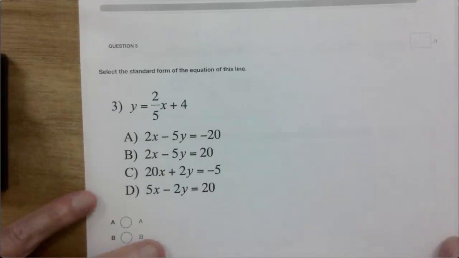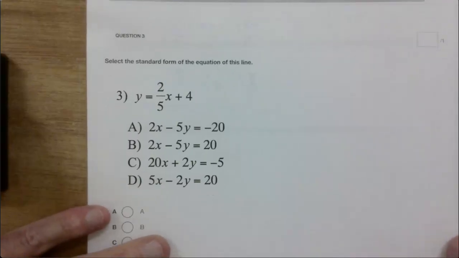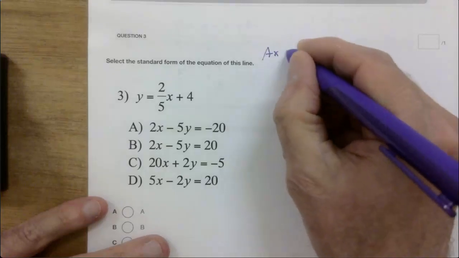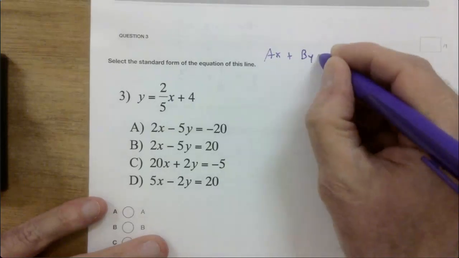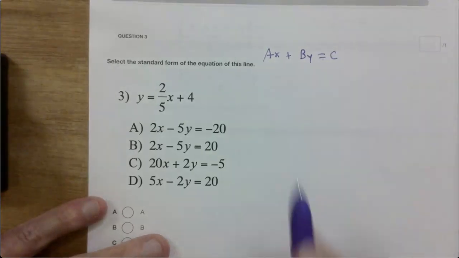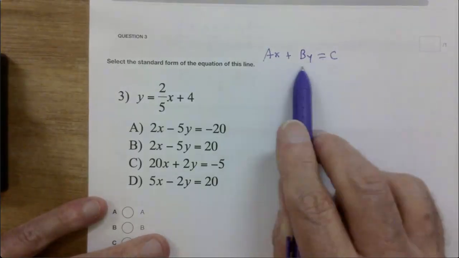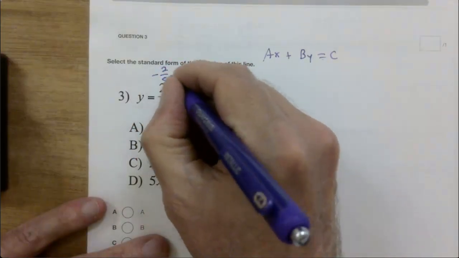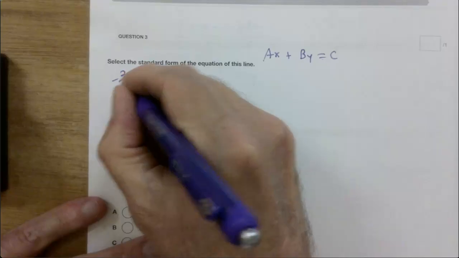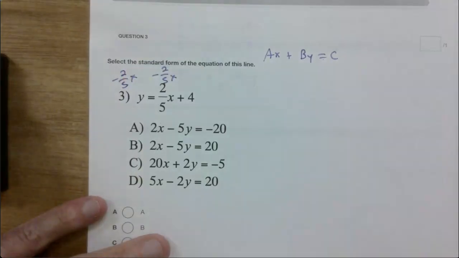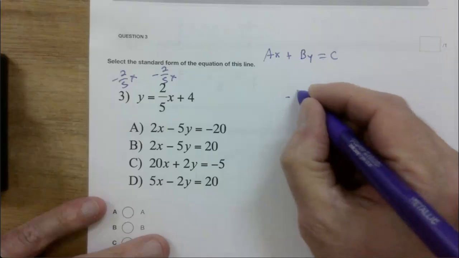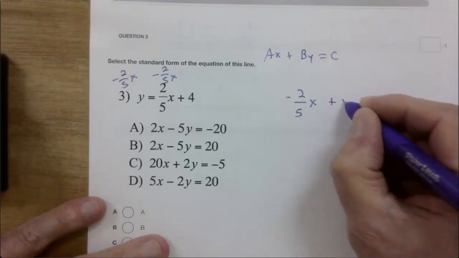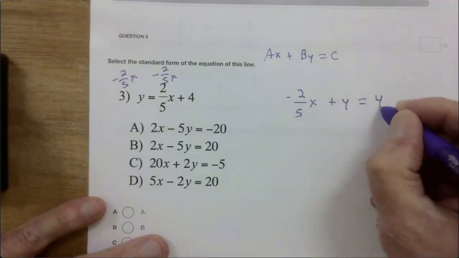All right, number 3. It says select the standard form. So we've got to have it look like this. We've got to get the x and the y on the same side. So first, just subtract 2/5x from both sides. All right, so I'm going to do it over here. Again, the negative 2/5x now shows up on the left side with the y, and that just equals 4.